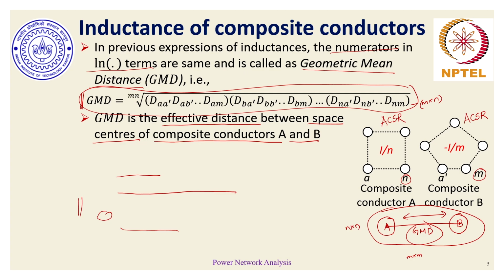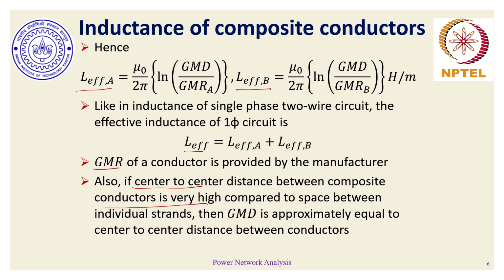But suppose one doesn't want to evaluate GMD the way it is given over here, because it's a very complex expression. One has to keep account of the mapping between the strands, the distances which are to be evaluated. If the distance between conductors is pretty far off, then GMD will essentially be nothing but the center to center space distance between the geometric centers of these conductors. So essentially, if the distance between conductors is pretty far off, GMD is approximately equal to the center to center distance between these two conductors.